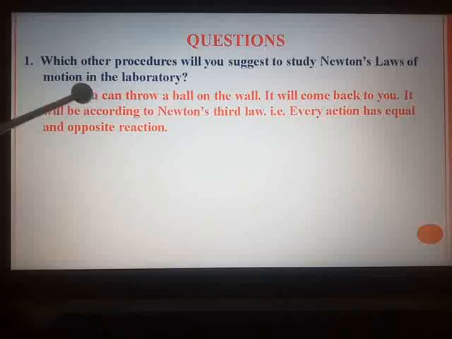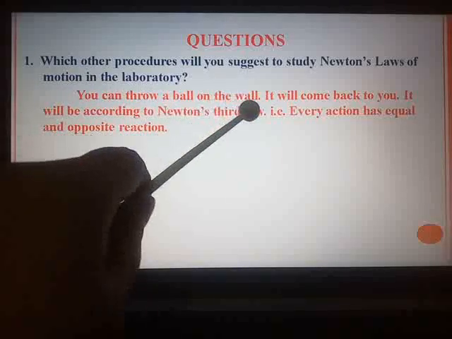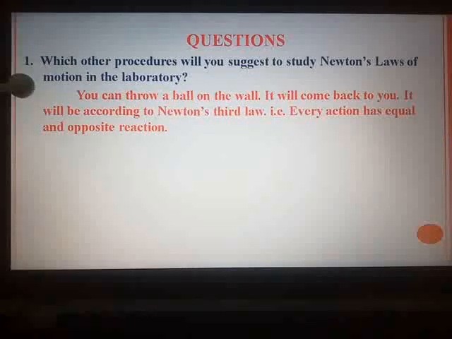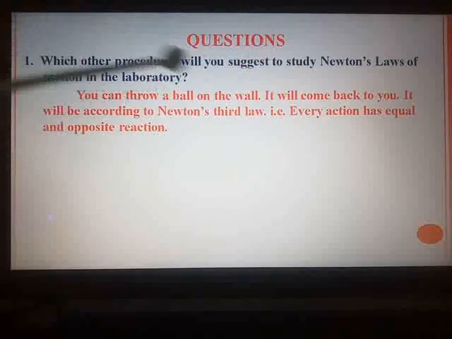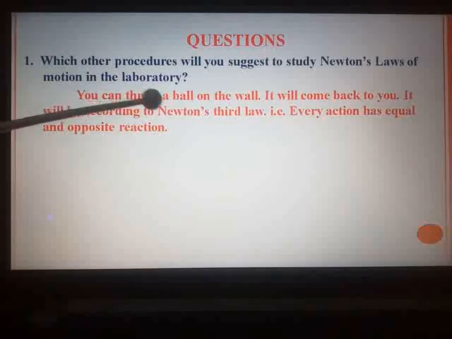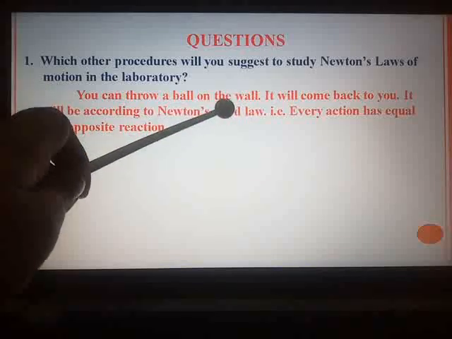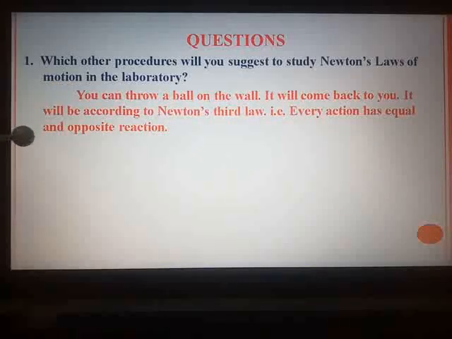So a very simple one I have taken. You can throw a ball on the wall. It will come back to you. Surely if you throw a hard object on the wall, it will again bounce back and come back to you. It will be according to Newton's third law. And what is the third law? Every action has an equal and opposite reaction.